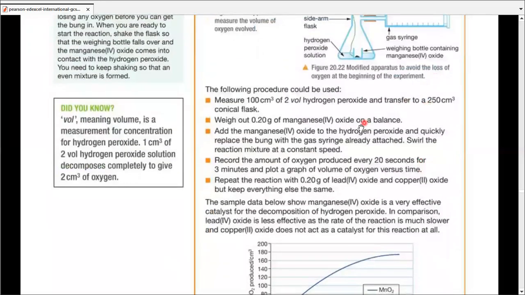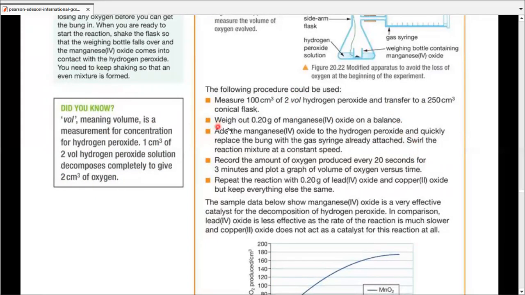And then we can use a stirring hydrogen peroxide solution, a weighing bottle containing manganese peroxide, and we can then perform the experiment. The following procedure can be used: measure 100 cubic centimeter of 2 volume hydrogen peroxide and transfer it to a 250 cubic centimeter conical flask. Now, when I use the word 2 volume, let's clarify. Volume is a measurement of concentration for hydrogen peroxide. 1 cubic centimeter of 2 volume hydrogen peroxide solution decomposes completely to give 2 cubic centimeter of oxygen. So if we're talking about 2 volume, every cubic centimeter of it would give out 2 cubic centimeter of oxygen.